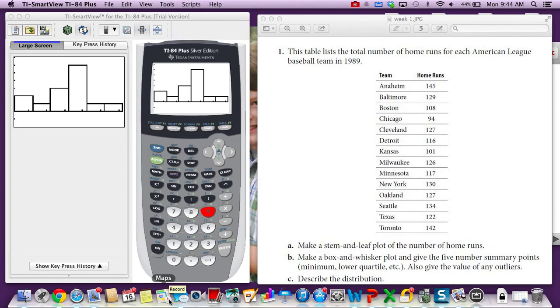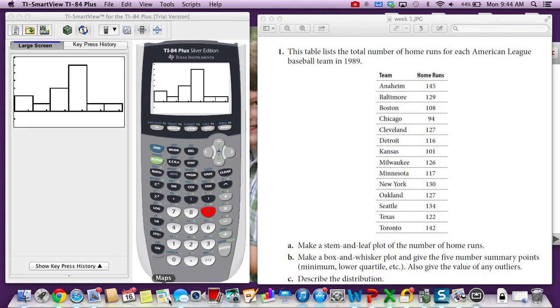Okay, so the third part of this question says to describe the distribution. And for me, the easiest way to describe a distribution is to look at a histogram. That may be different for you, but for me, it definitely is the easiest way. Now, the interesting thing I notice, if you look back at this problem when we did the box and whiskers plot, is that 94 was actually an outlier.